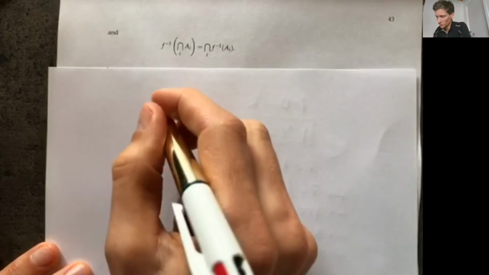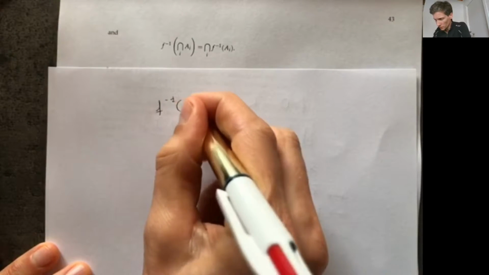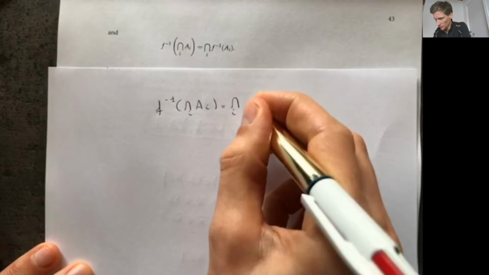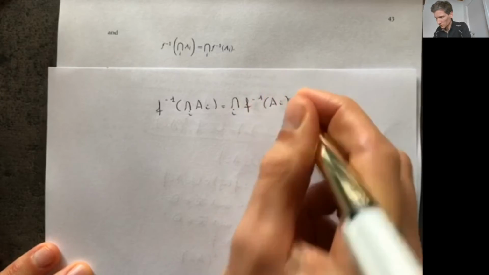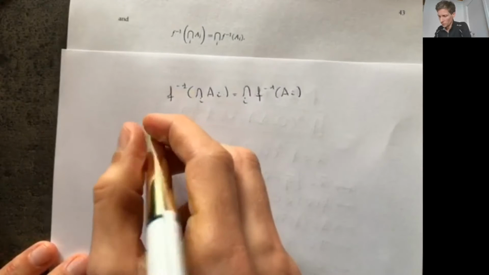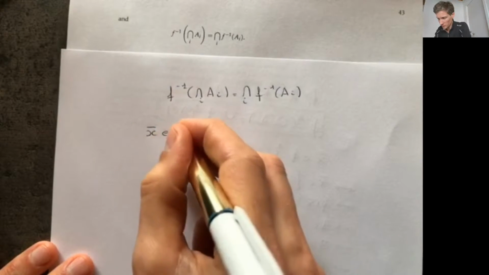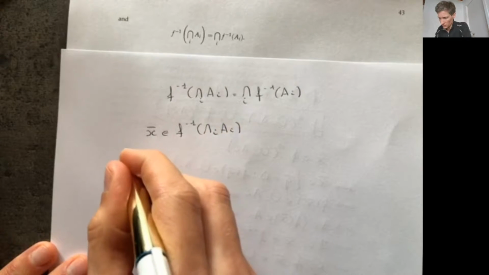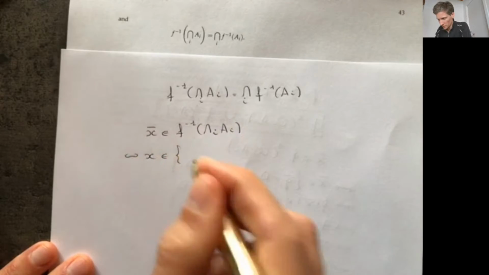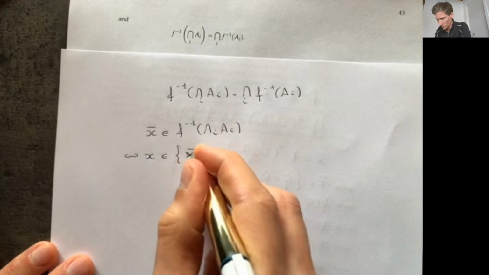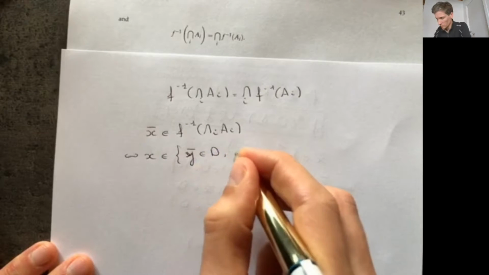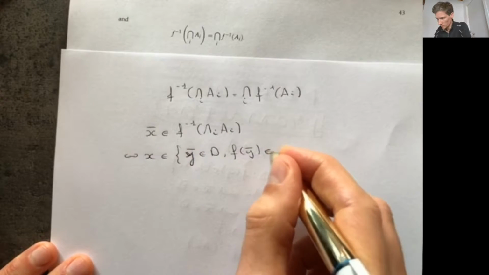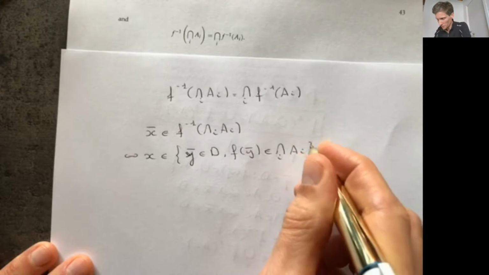As the second part, we're asked to show that f⁻¹ of the intersection over all i of A_i is equal to the intersection over all i of f⁻¹ of A_i. Okay, so again, let's take x in f⁻¹ of the intersection over i of A_i. This is the same as saying that x is in the set of all the vectors, let's call them y, in the domain, such that f of y is in the intersection over all i of A_i.